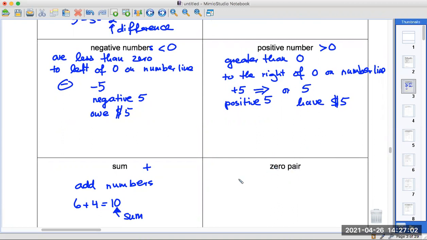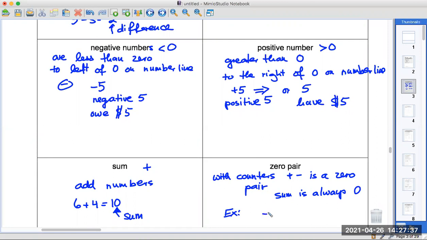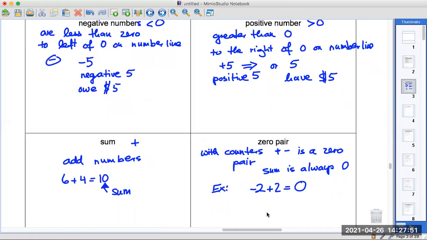And a zero pair is when we have counters, which I'll show you in a minute what counters are. A plus and a minus is a zero pair because they add up to 0. The sum is always 0. So for example, if you have -2 plus 2, the answer is 0. This is a zero pair, a positive and a negative number added together. Okay, so those are the notes, and then we're moving on.